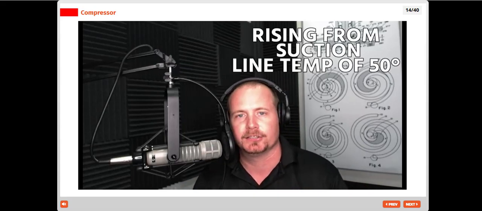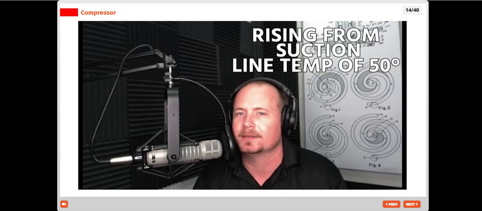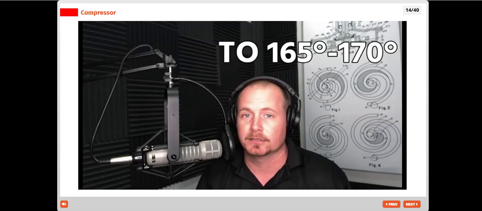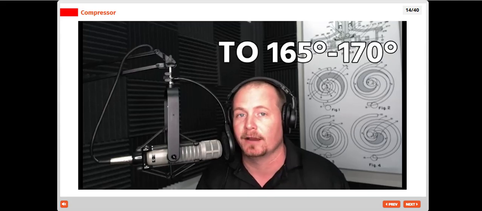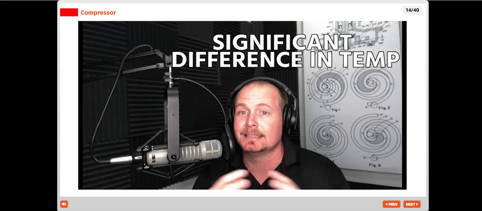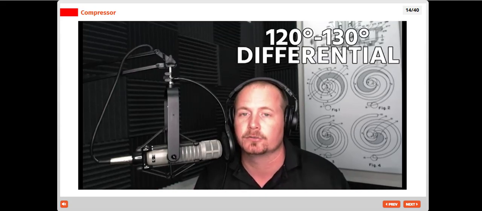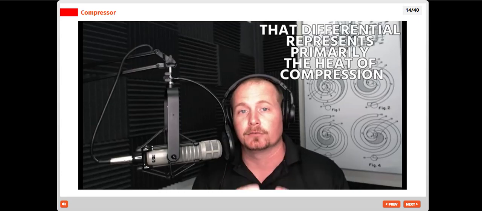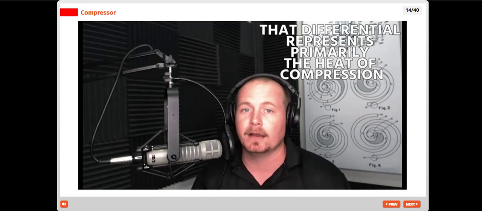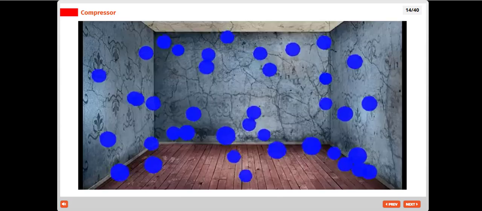but really the bulk of that temperature change that we're seeing, on an air conditioner, say an average suction line temperature would be 50 degrees. And then coming out of the compressor, you'll commonly see about 165, 170 degrees. And so that's a significant difference in temperature, say a 120, 130 degree differential. And that differential is representative primarily of that heat of compression, which is, as the compression chamber gets smaller and smaller, the molecules in there are bouncing faster and faster.